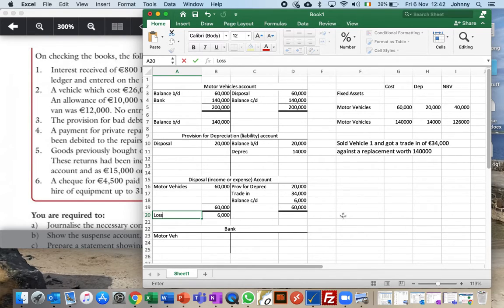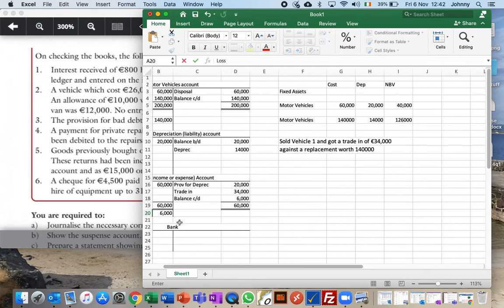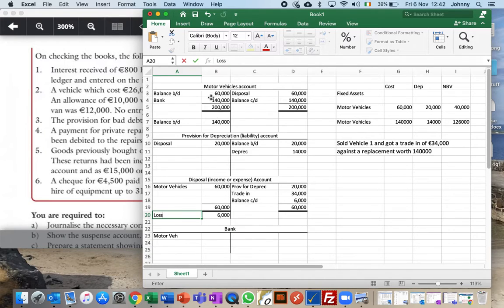And when it comes to me doing my general journal, what I would do here is my motor vehicles, I'm losing 60 and I'm gaining 140. So you might have a credit in the motor vehicles account of 60, a debit in the motor vehicles account of 140. So that represents getting rid of one and buying another one. My provision account, I'll have a debit in the provision account of 20 as I cancel all the depreciation over the years that I've owned it. Then my disposal account, I'll have my loss, which in this case is a debit in disposal of 6 grand, which represents the loss.